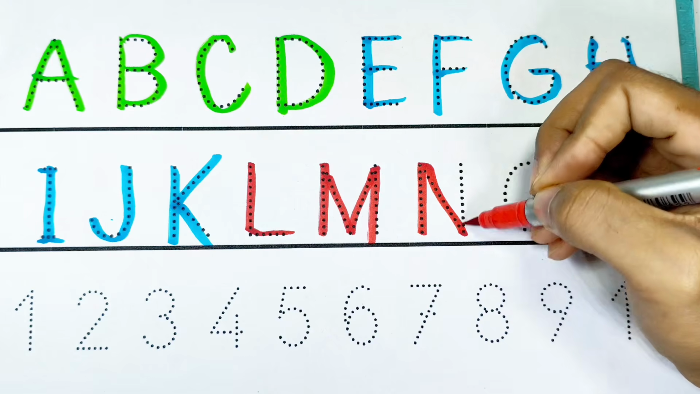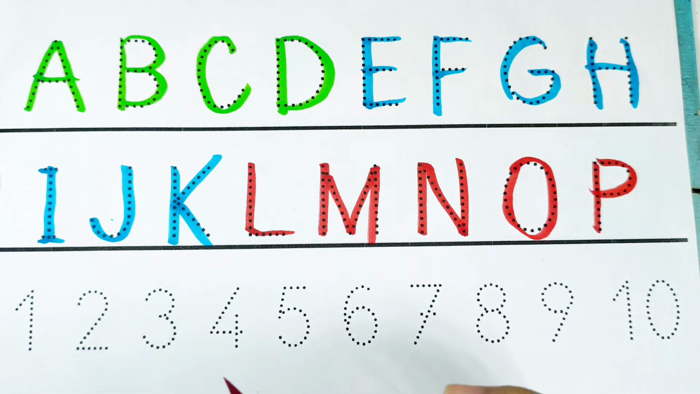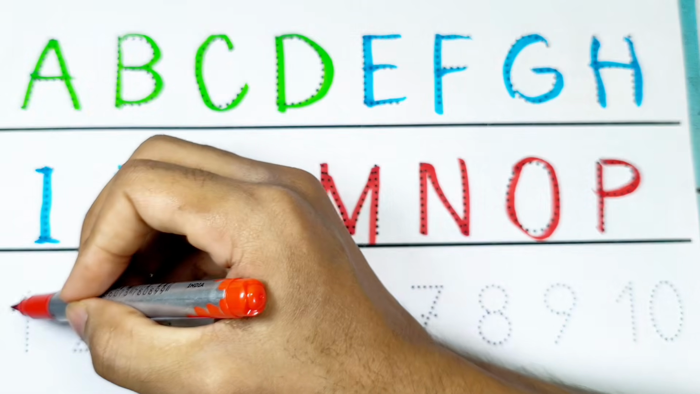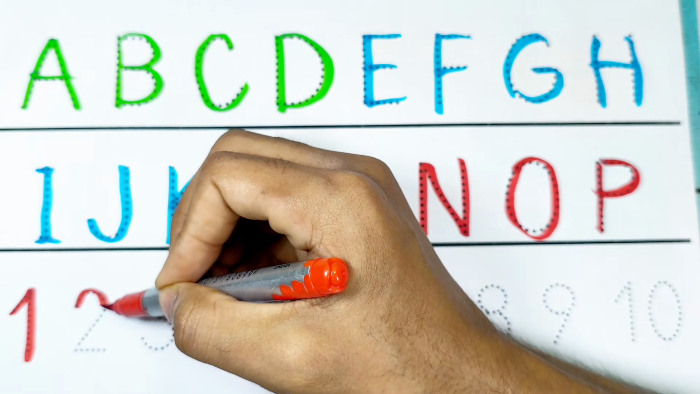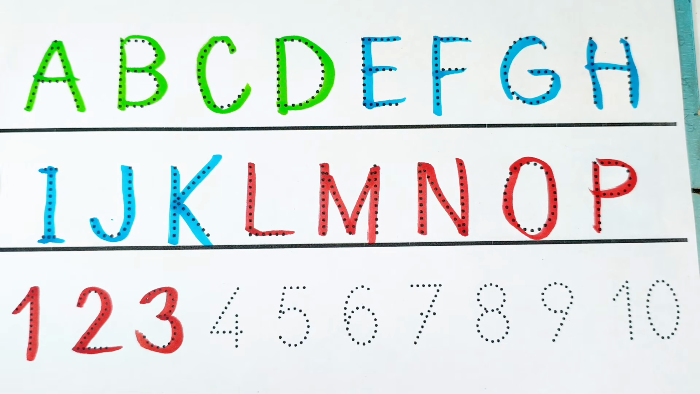N for nose, N for nest. The next one is O. P. P for penguin. The next one is numbers. First we're writing the number of 1, O-N-E 1. The next one is 2. 3. The next one is 4.